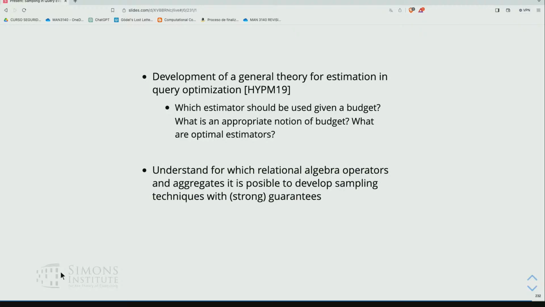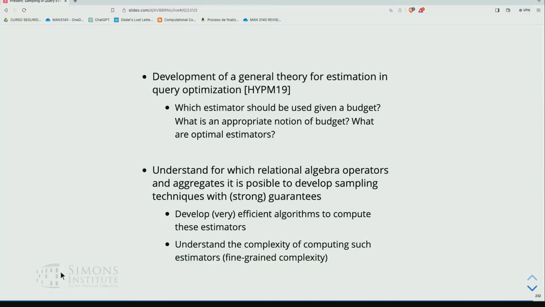It's important to understand for which relational algebra operators and aggregates it is possible to develop sampling techniques with good, strong guarantees. Some of the techniques are used in practice and show good results, but sometimes you don't have guarantees, or have weak guarantees. So you would like to know that. Also, in particular, to develop very efficient algorithms to compute these estimators, and to understand the complexity of computing such estimators. I'm talking about fine-grained complexity. I think there would be a lot of interesting work trying to produce concrete lower bounds for these estimators.